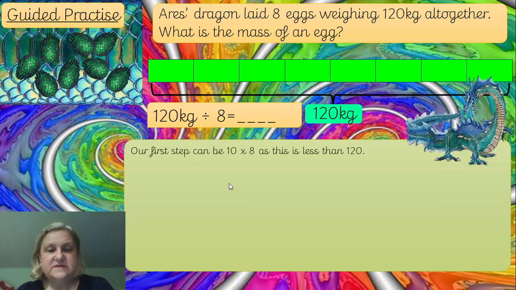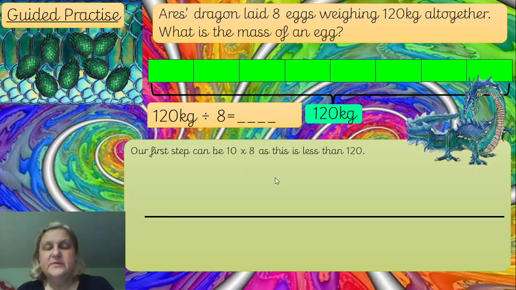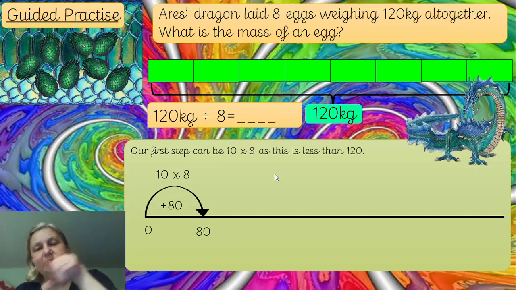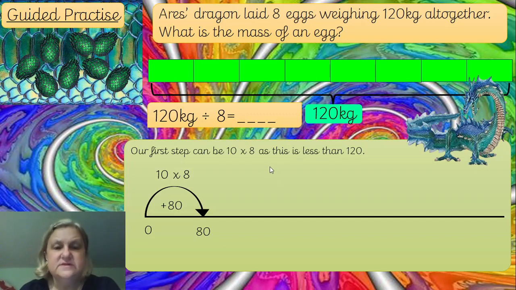So our first step, can it be 10 times 8? Can we get 10 lots of 8 out of that number? We can, because 10 lots of 8 is 80. So our first jump on our number line can be 80, which is 10 times 8. Takes us straight up to 80, so we don't have to do all those jumps. It saves us doing tons, doesn't it?